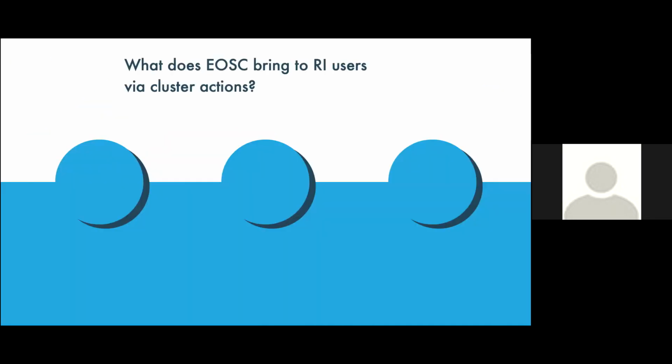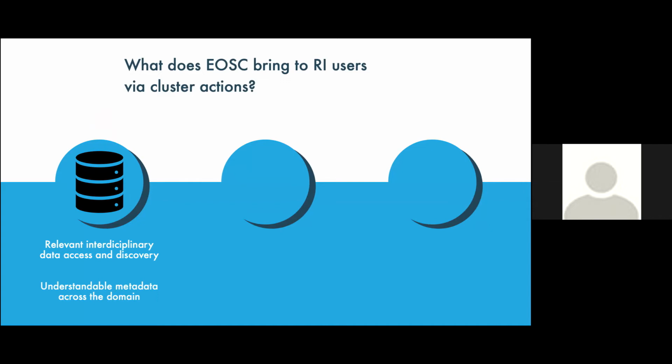So to conclude here, what does the EOSC bring to the RI users? We have these cluster actions. There's relevant interdisciplinary data access and discovery. I think it's very important that there is a disciplinary approach as well, because the more generic a thing is, the harder it usually is to use by specialists, and it takes more time. And there is also understandable metadata across the domain, meaning that it's given in the language which the scientists are used to.